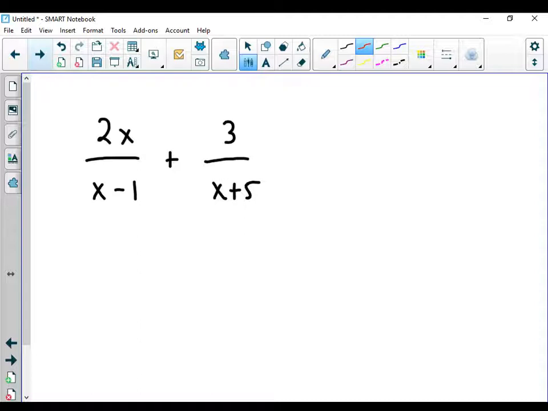Well, the goal starts out the same as usual. Since I'm adding these two, I want to get a common denominator. One of the options was to take the two denominators and multiply them together. I'm not going to literally multiply them out, but I'll write x minus 1, the first denominator, times x plus 5, and then the same thing for the second fraction.